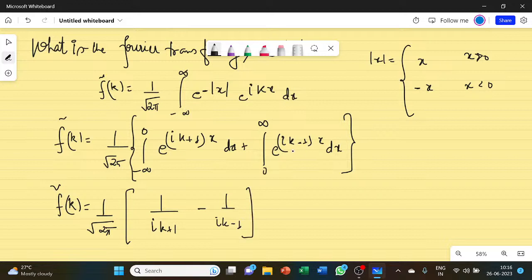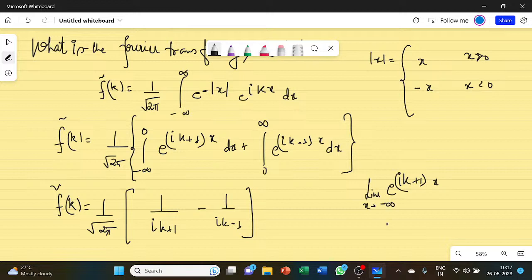Now you will be thinking, what about infinity? See, for example, if I place infinity, what would happen? I'm just showing it here. See, e to the power iota k plus 1 x, and you have this limit x tends to minus infinity. That is the lower limit I'm thinking of.